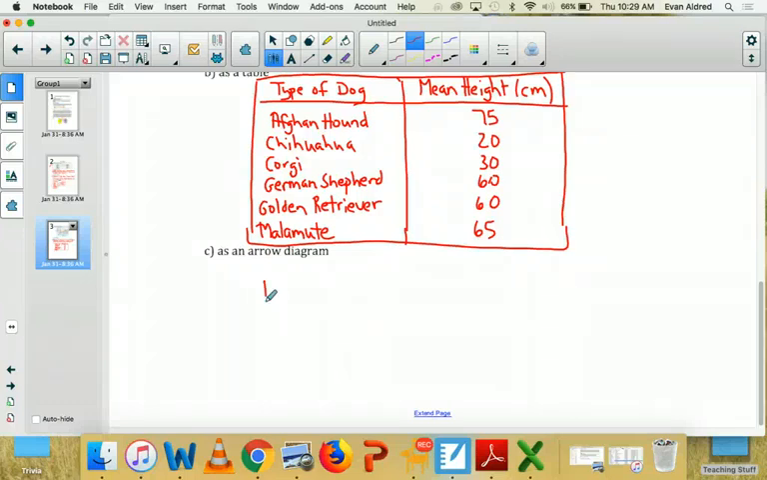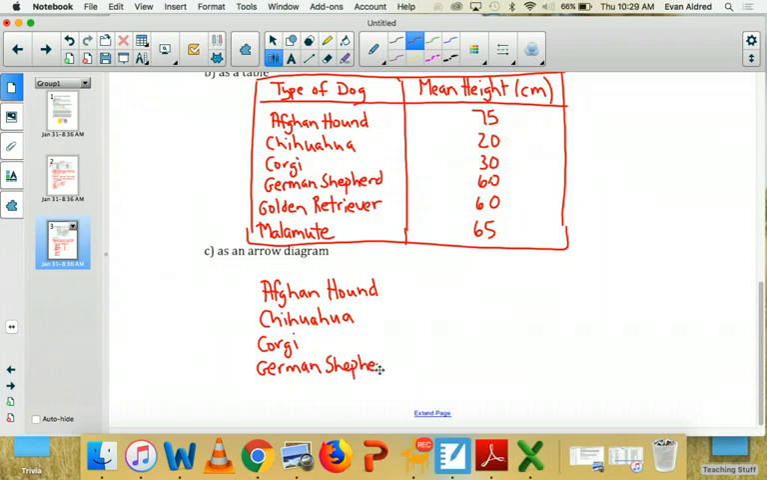So arrow diagrams, for the third and final time, we're going to just list our types of dogs as our left-hand column. So we have an Afghan Hound. We have a Chihuahua, Corgi, German Shepherd. And now with this, a tendency may be to start abbreviating. Obviously, we are writing a lot, and sometimes people try to be lazy with this, and they'll write like GS or GR. But you don't want to do that.